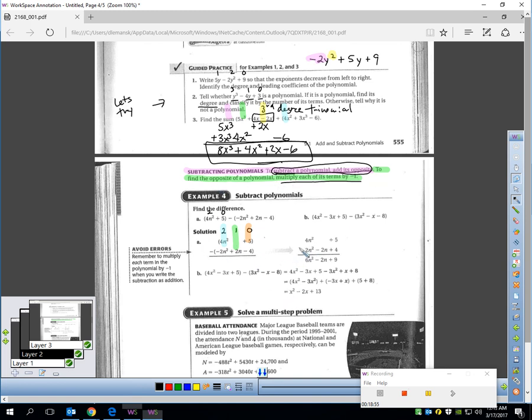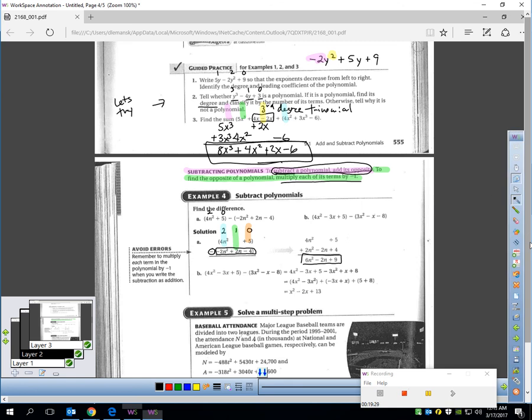So look at what they do. Instead of subtracting, they're going to add. Look at all these signs. They just change the signs. They change negative 2n squared to positive, positive 2n to negative, and negative 4 to positive 4. All we've got to do is add these up now. 4n squared plus 2n squared, 6n squared. 0 plus negative 2n is negative 2n, and 5 plus 4 is 9. There is the correct answer to that. Okay?